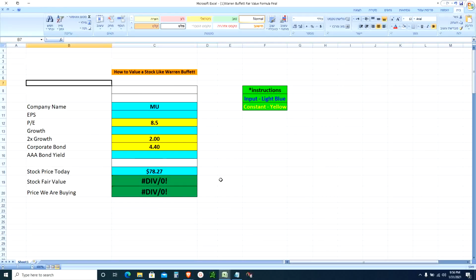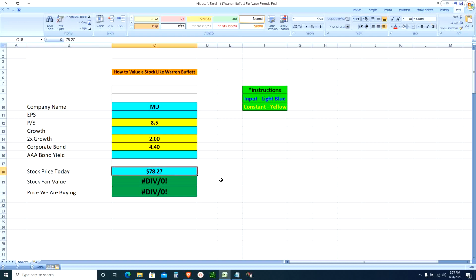I'm in this Excel, how to value a stock like Mr. Warren Buffett. This is what we got. Company name MU, Micron Technology. I need to find EPS, earnings per share. PE is a constant, 8.5. Growth, I will also need to find that. I'll show you where exactly. 2 times the growth is 2, another constant. Corporate bond, 4.4, another constant. All of these are from the book The Intelligent Investor, and we need to find the AAA bond yield.